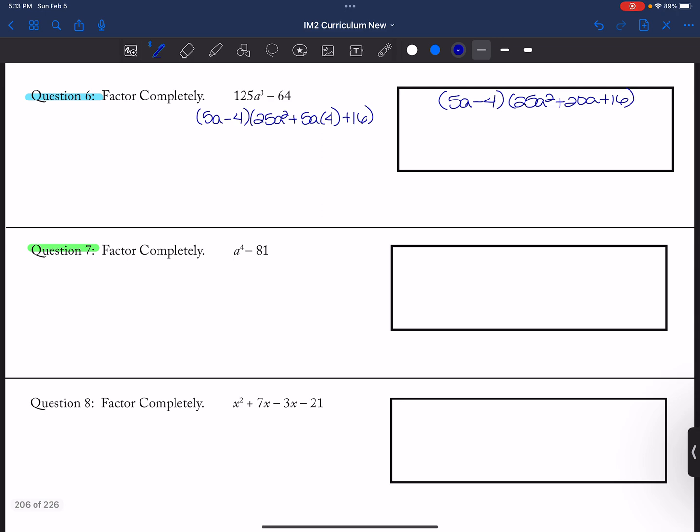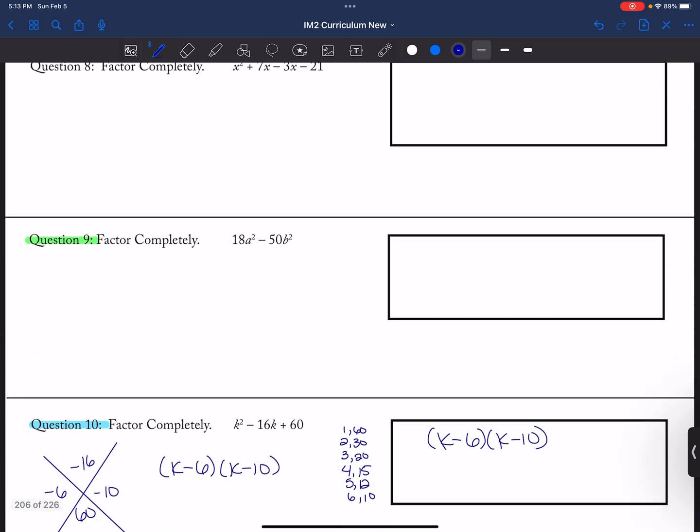Okay, 7. So this is a squared minus 9 and a squared plus 9. So then this is a minus 3 and a plus 3 and a squared plus 9, because the first one factors to a difference of squares. A minus 3, a plus 3, and an a squared plus 9.